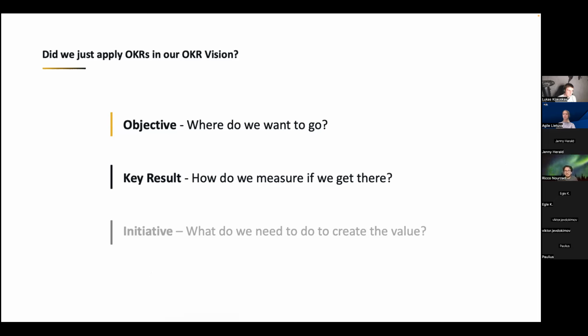As we just said, we just applied OKRs to our OKR vision. So we came up with the objective, we came up with 2 different key results. And the next step would be that the team who is driving this OKR rollout also comes up with initiatives. That means backlog items for their own backlog, next steps, to-dos, which are going to contribute to achieve the value of this OKR rollout. So this was step 2.